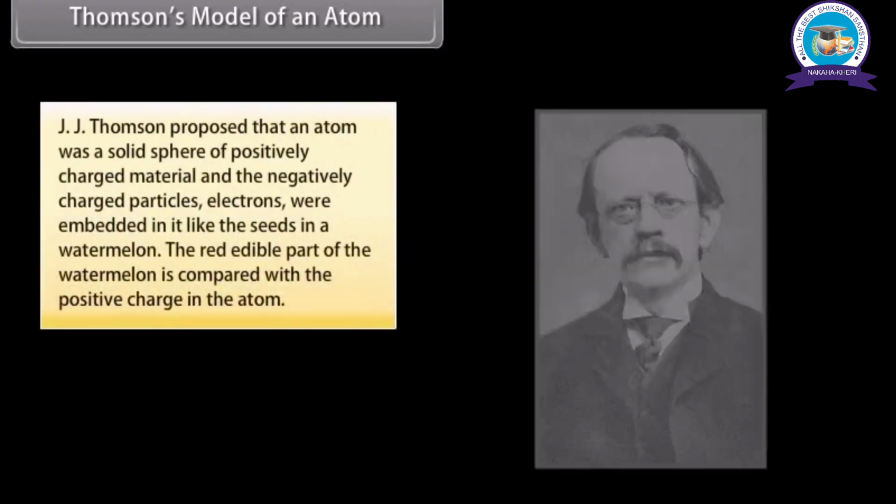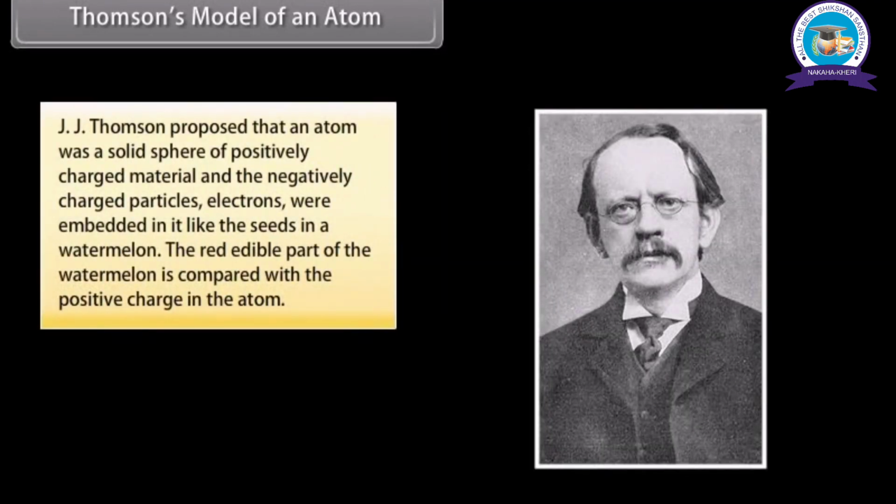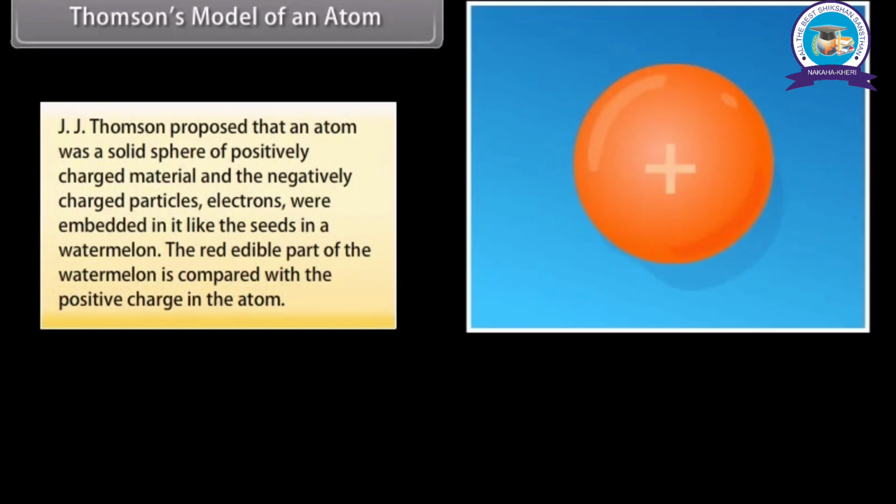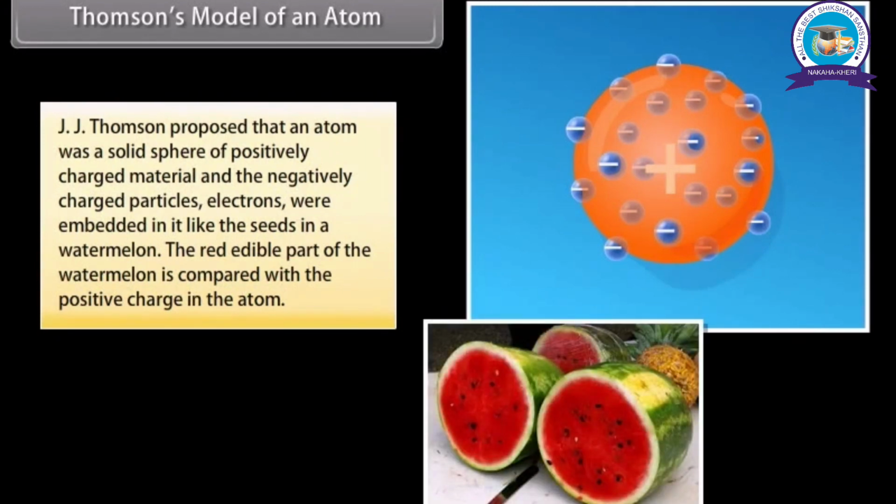Thomson's model of an atom. J. J. Thomson proposed that an atom was a solid sphere of positively charged material, and the negatively charged particles, electrons, were embedded in it like the seeds in a watermelon. The red edible part of the watermelon is compared with a positive charge in the atom.